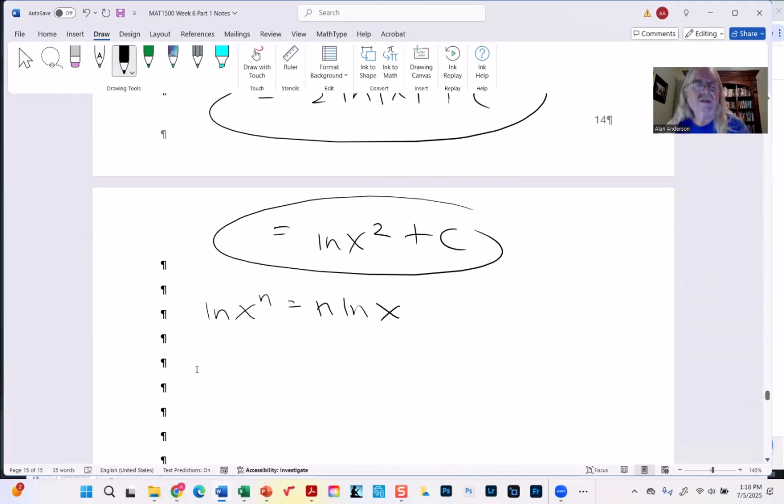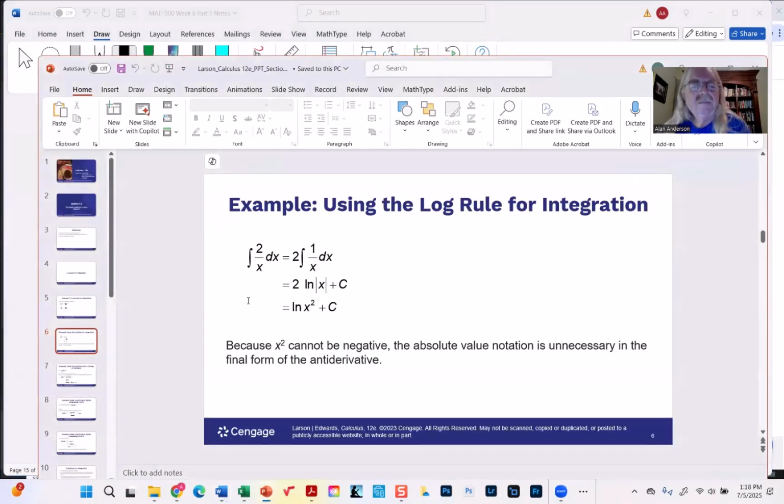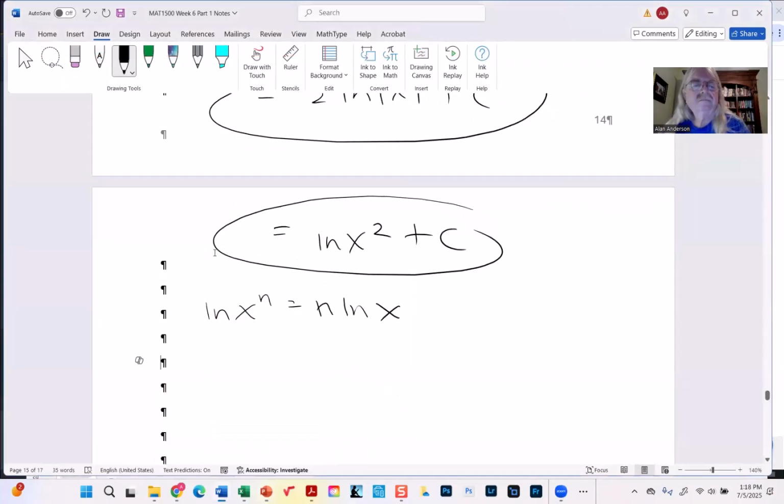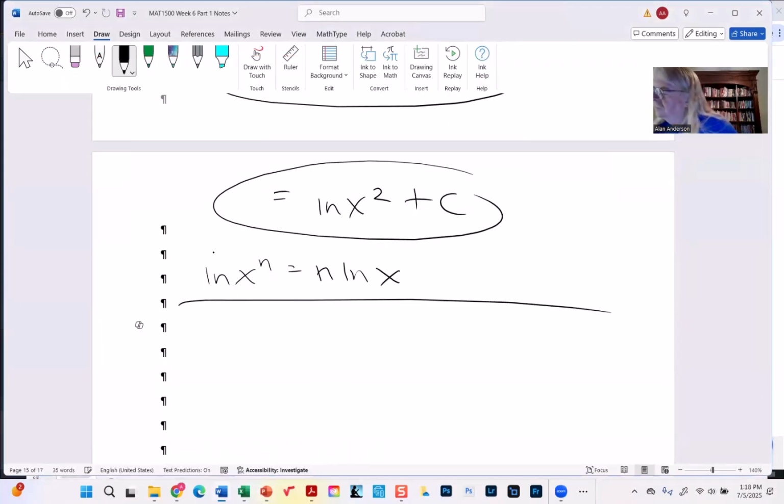Now I lost. Here we go. Okay. How about this one? 1 over 4x minus 1. So we're going to use u substitution.